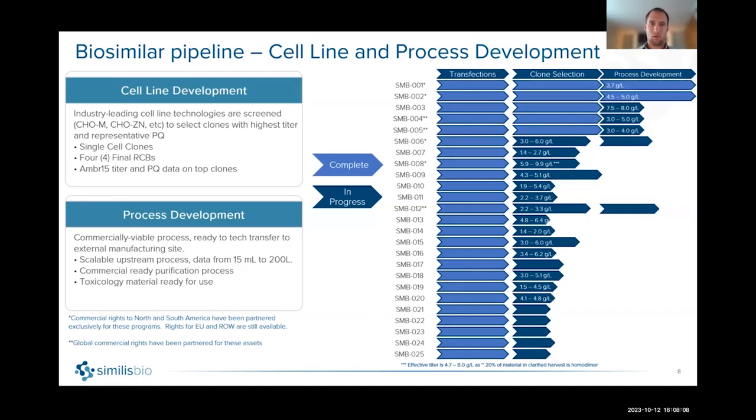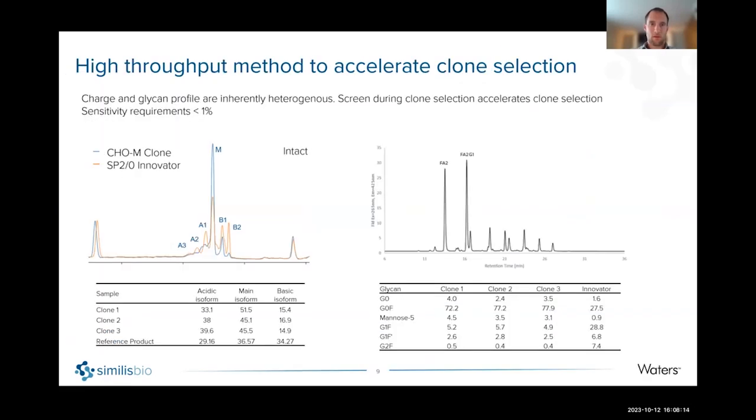So what we collaborated with Waters to do was to develop a LC-MS method to look at the key attributes that we look at during clone selection. So this is post-transfection. We've got several single cell clones that we're looking at, looking to pick the top clone based off of productivity as well as the quality attribute profile, which is going to be key for biosimilar. And the two main quality attributes that are inherently heterogeneous and have different base profiles at the clone stage and at cell line, and looking at different cell lines, are the charge profile and the glycan profile.